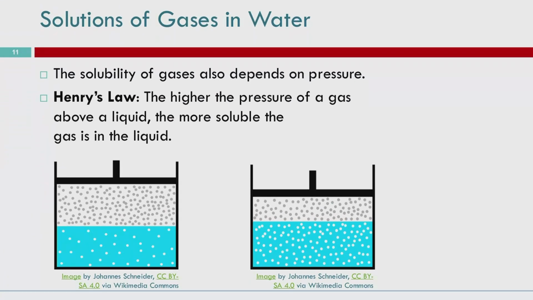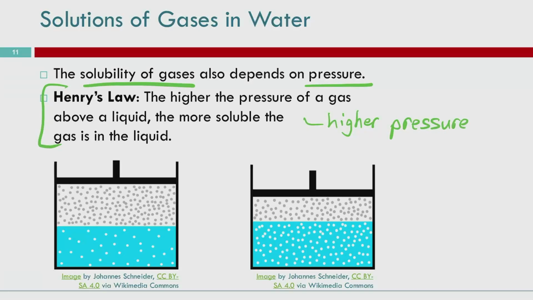There's another way that the solubility of gases changes in water, and that has to do with pressure. So the solubility of gases depends on pressure. We have Henry's law that tells us information about this. The higher the pressure of a gas above a liquid, the more soluble the gas is in the liquid. Higher pressure forces more of the gas to go into the liquid.